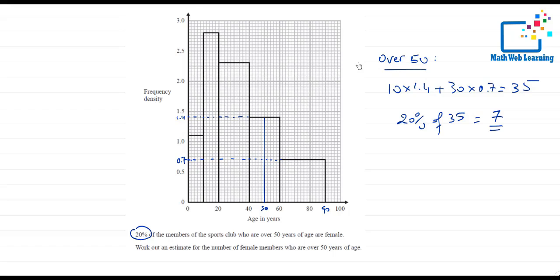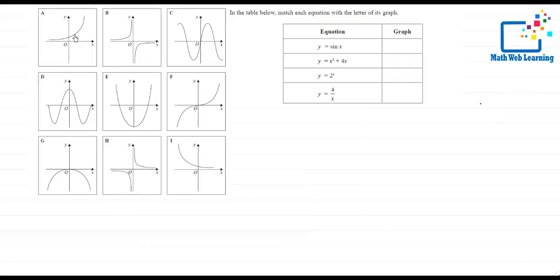Next question is 14. All right, guys, this is question number 14. It is a question on non-linear graphs, such as a sine or trigonometric graph, cubic graph, exponential graph, and a reciprocal graph like this one here. Let's do one at a time.